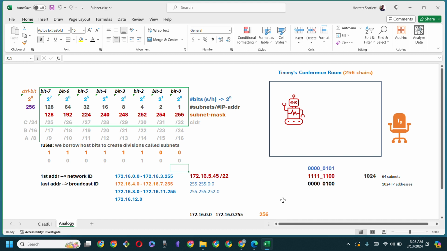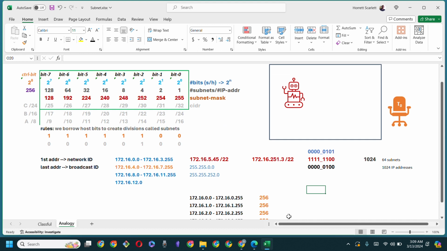Alright, so let's do one more quickly. So this time let us do 172.16.251.3. So remember, we are working with the same /22, so let me just put it there for completeness. And now we are being asked to determine which subnetwork this IP address falls into.